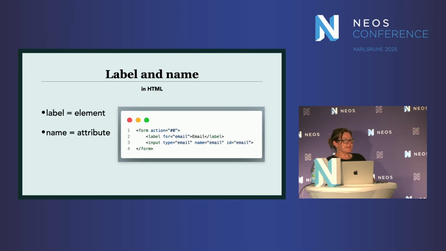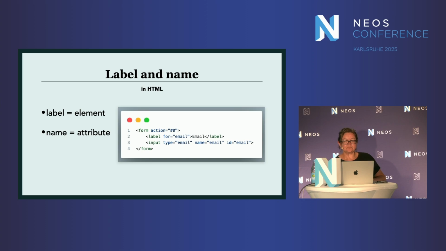Off to my next example. Label and name. Words often used. You might be especially confused, or it can come up as a mental confusion, when you read the report of an accessibility audit. And now with the European Accessibility Act coming up, that might happen more often. So, label and name in HTML in the specification are very specific. Label is an element, name is an attribute within form elements.